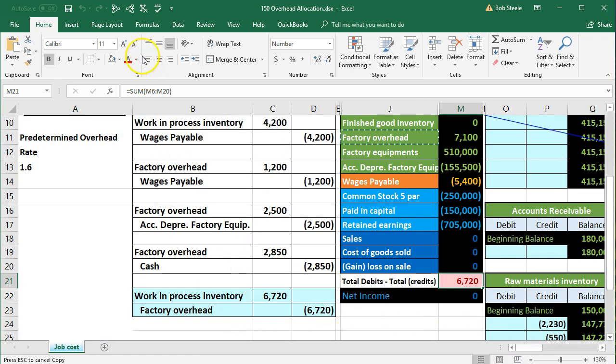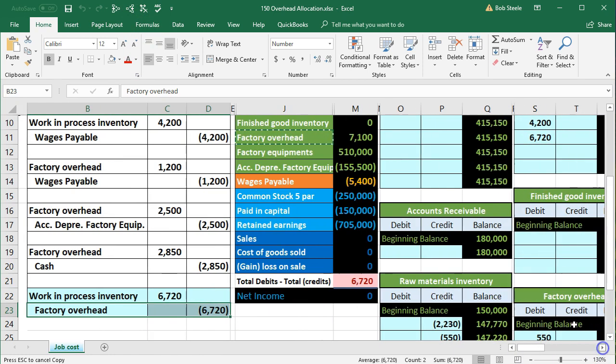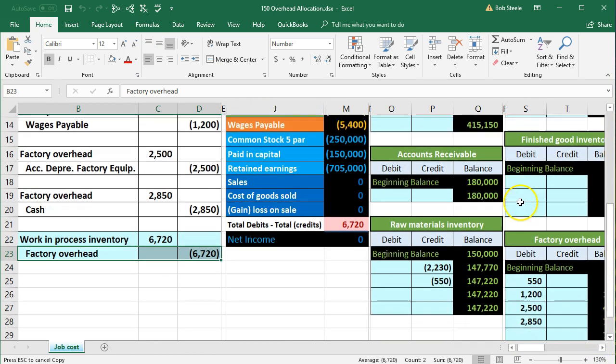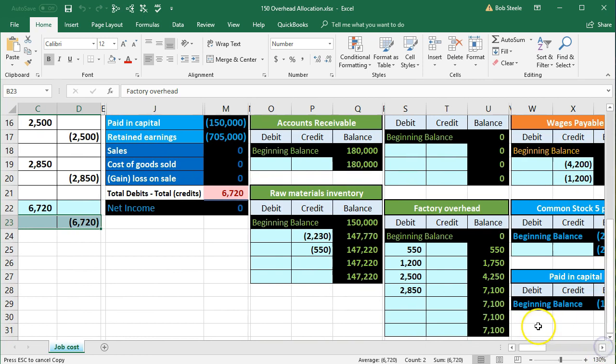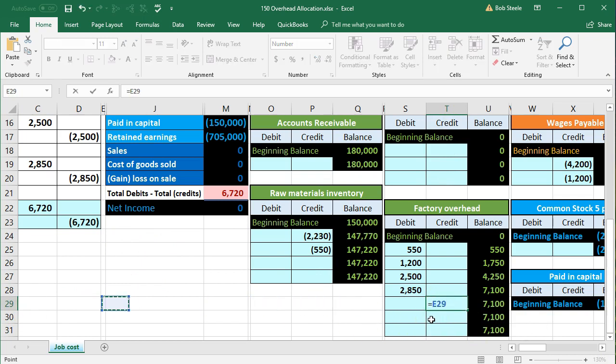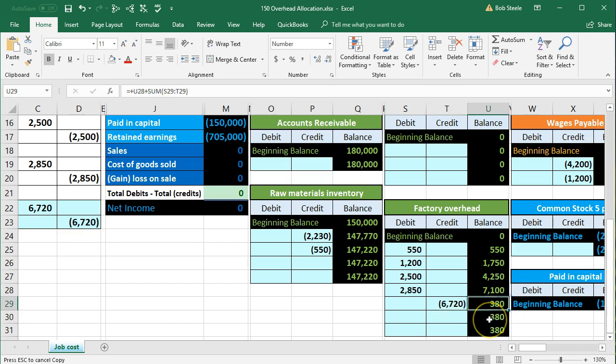Then we're going to record the other side, the factory overhead. Here's factory overhead. It's going down this time. So it's here, and it's down here on our trial balance. So we want to credit this time. So we're in T29. We're going to say this equals this credit in D23. It's going to bring this 7,100 down by 6,720 to 380. And again, it's not exact. You'll notice it's off a little bit because we're at the end of the month right now.